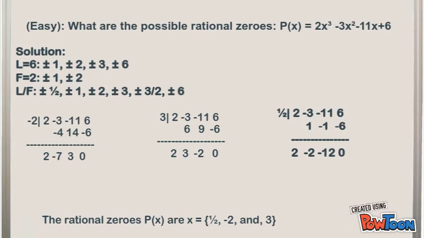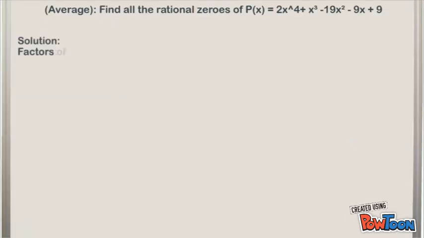And for the next step, you need to use synthetic division on negative 2, positive 3, and positive 1/2. And there you have it. The rational zeros of p(x) are 1/2, negative 2, and positive 3. Okay, let's go to the average level now.